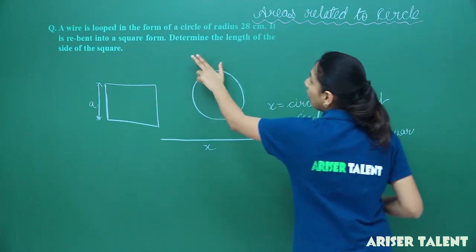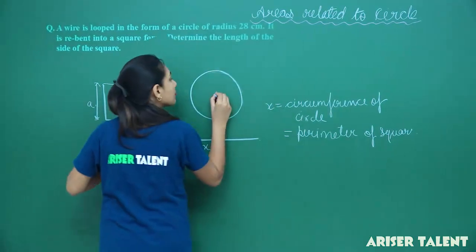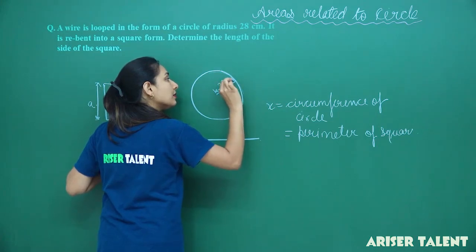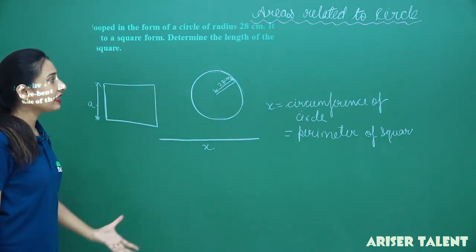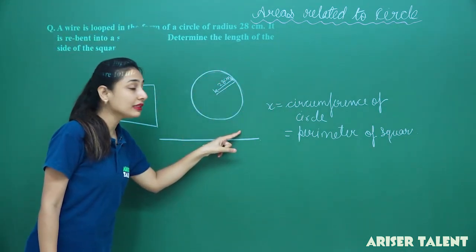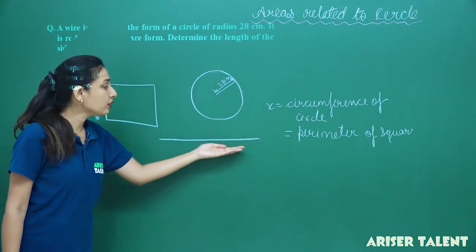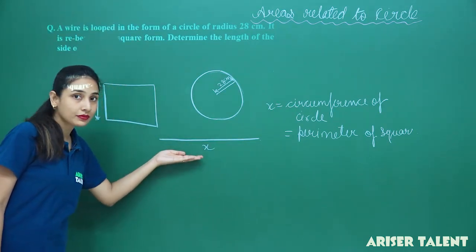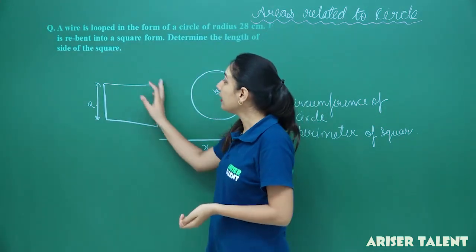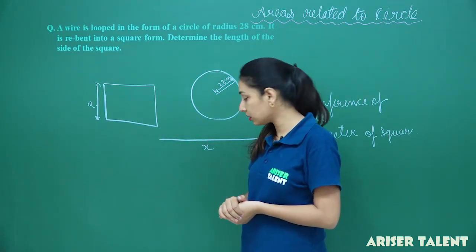Now what is given? The wire is looped in the form of a circle of radius 28. Now the radius is given, so what is given is this 28 cm radius. So we have to use the 28 cm radius to find this periphery or circumference. By finding the circumference, we will know the length of this wire. And if the length of this wire is known, then this is equal to the periphery of the square. So we can relate like that in this case.